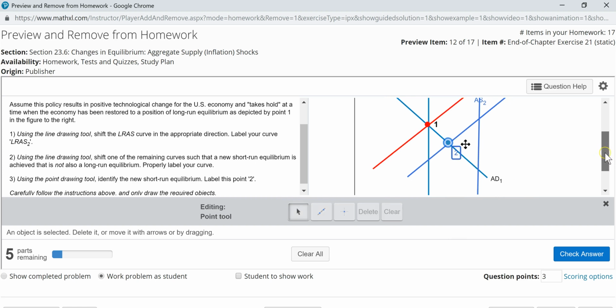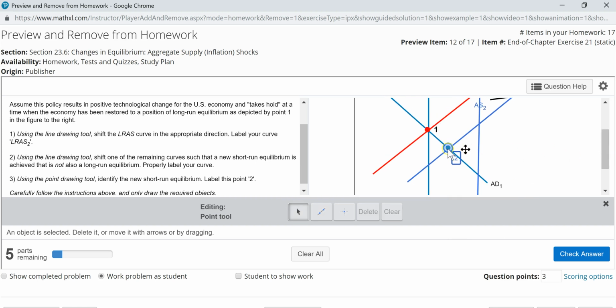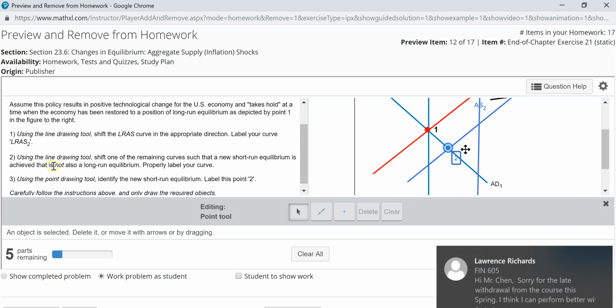But as we said, the economy will not stop here, because here the output is still lower than the potential, right? The potential is right here. So the output is still lower. That means the AS curve will continue to shift downward. But the question is only asking us to shift one of the remaining curves such that a new short-run equilibrium is achieved that is not also a long-run equilibrium. So this basically meets that requirement.